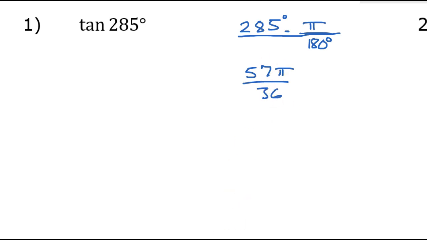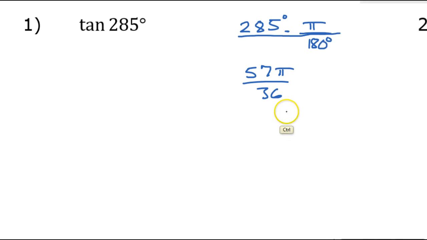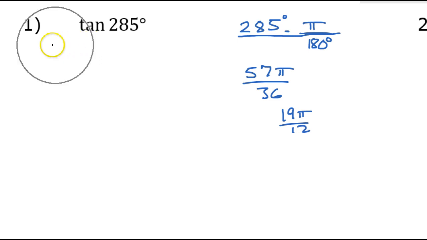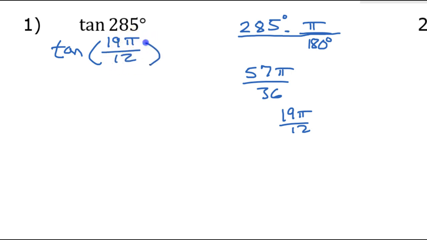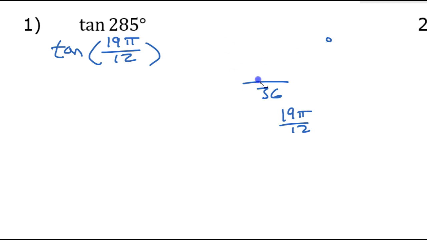Okay, both of these are divisible by 3, so I'm going to do that. 57 divided by 3 is 19, and of course 36 divided by 3 is 12. So I've got 19 pi over 12. So this problem is the same thing as having the tangent of 19 pi over 12. Okay, so I'm more comfortable with that, but still, now what do I do?